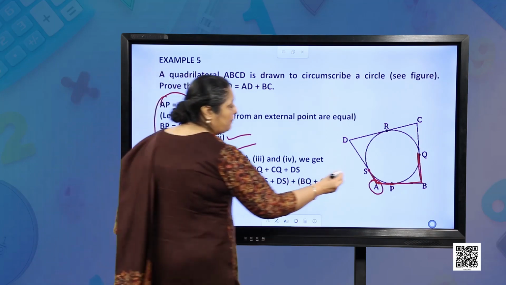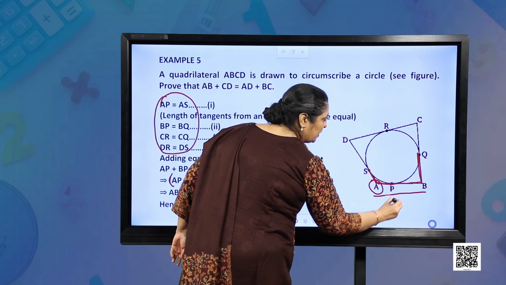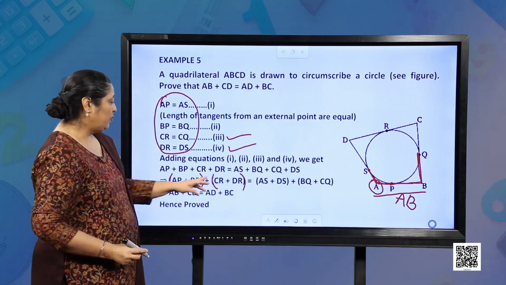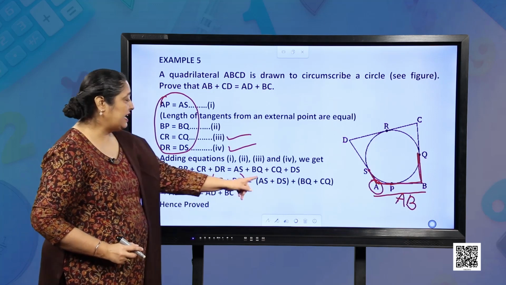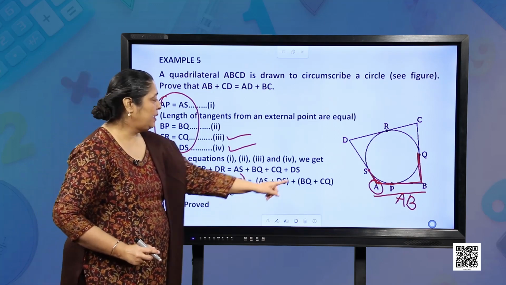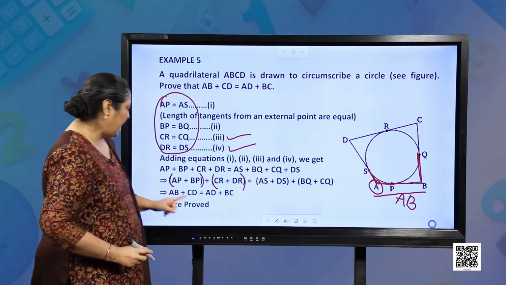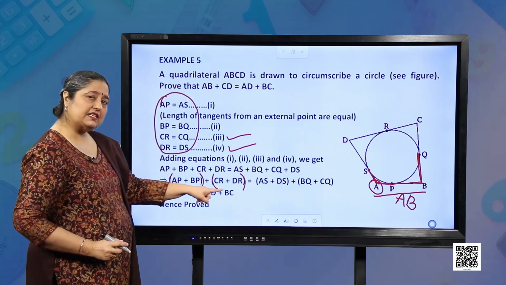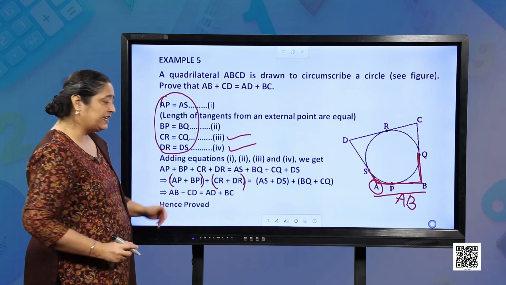Because AP plus BP forms AB, right? Similarly, we will add CR and DR, then AS plus DS, BQ plus CQ, and we have AB plus CD is equal to AD plus BC. So, we have proved this.